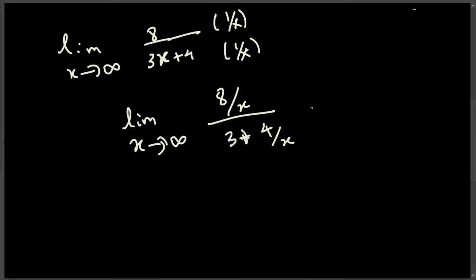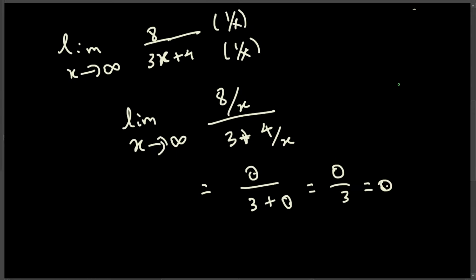Now if we substitute infinity for these x values, this is going to be 8 over infinity, that is 0. Then we have 3 right here, and 4 over infinity, that's also 0. So we are getting 0 over 3, that is 0. So you can see this is what we are going to get.